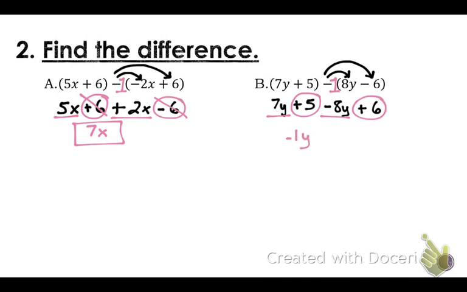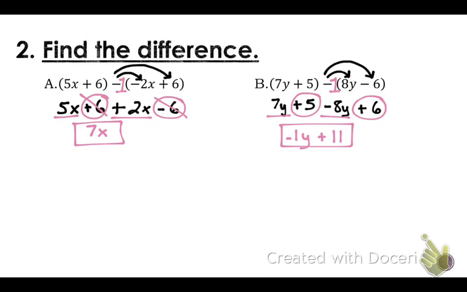-1y. Now let's deal with our constants. Positive 5 and positive 6. What does that equal? 11. Am I adding 11 or subtracting it? I'm going to add it because those are both positives. So plus 11.